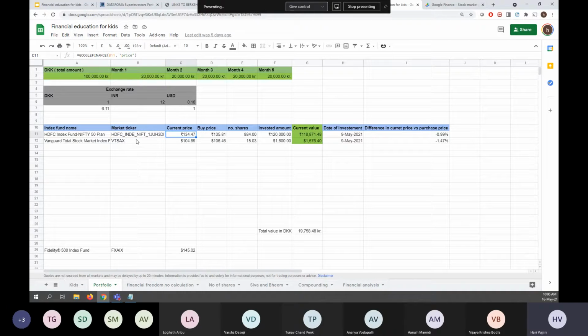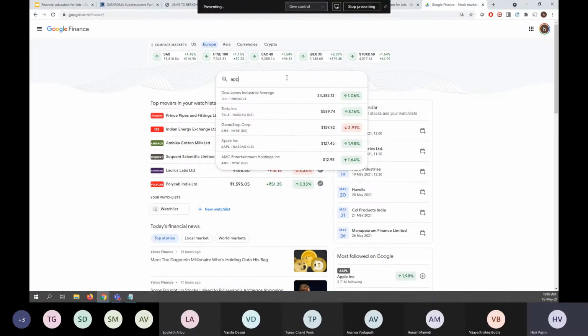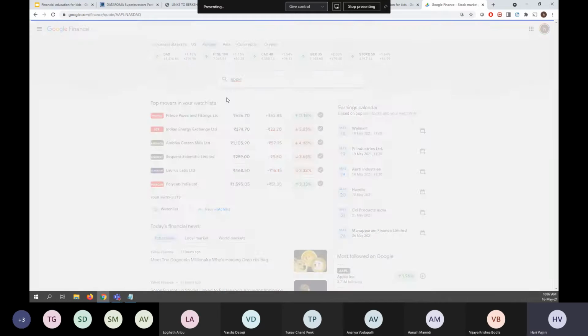So the ticker is something you need to understand. These are the short names of the companies. Every company has a ticker name. It's called a market ticker. So for example, if you search for Apple, the Apple ticker is AAPL. Can you see here, AAPL Nasdaq US? So that's a ticker. Okay.